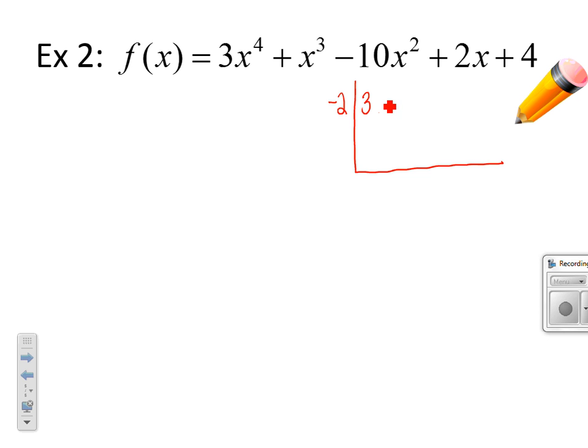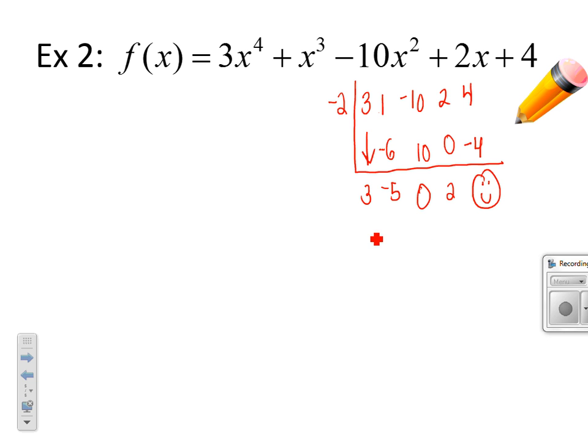So I've got 3, 1, -10, 2, 4. Bring down the 3. Multiply, add, multiply, add, multiply, add. Oh, there we go. Got a smiley face. Write this as a quotient. 3x cubed minus 5x squared plus 0x, which we don't need to write, plus 2.